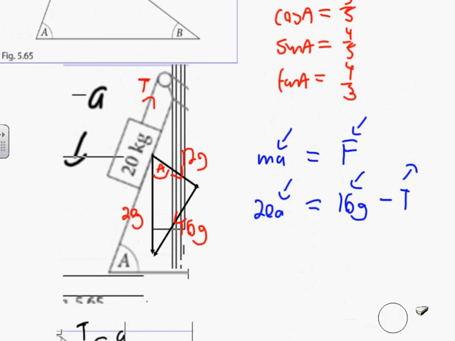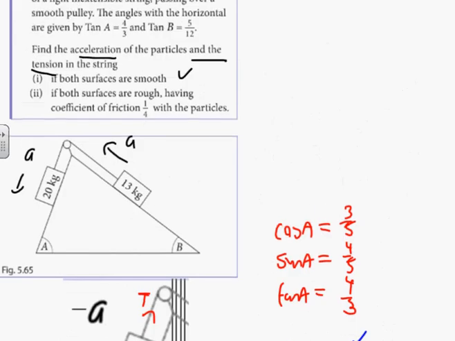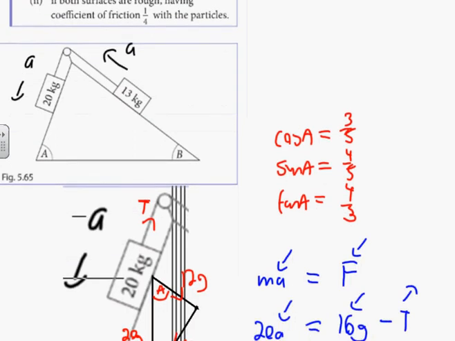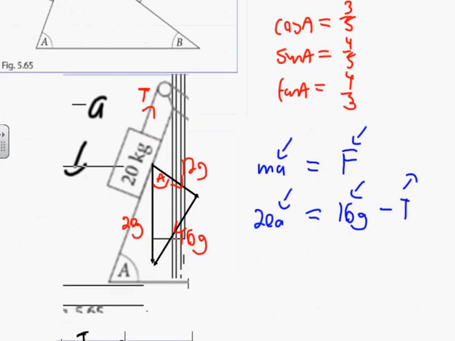So it now says that if both surfaces are rough, having a coefficient of friction of 1/4. So what I've got to add in is my friction. I'm just going to work with a green pen here just to add in the extras. Got to add in my frictional force. Now, if there's a force acting perpendicular to the plane, what's that?